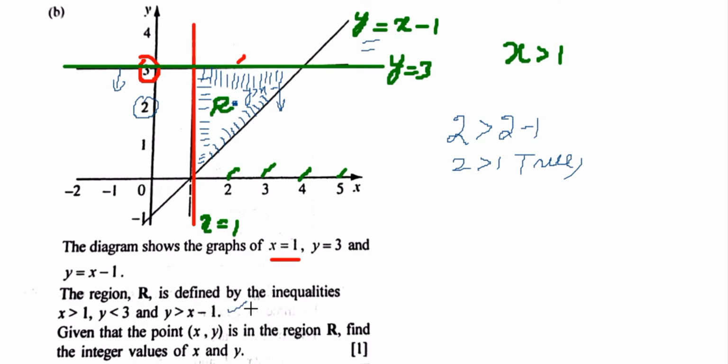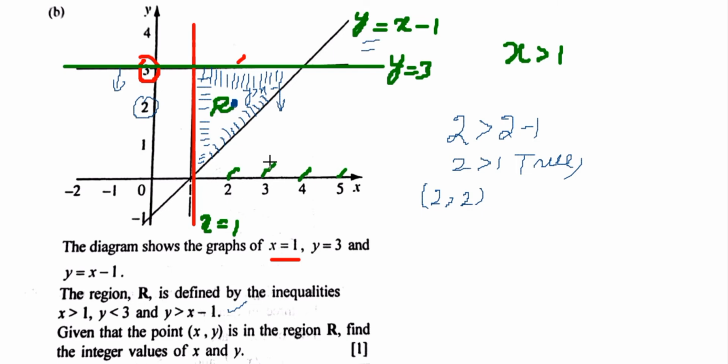The last one, given that the point xy is in the region, find the integer values of x and y. We need to find all those integer values that satisfy these inequalities. There is only one point. There is only one integer value that satisfied all these inequalities, and that is simply x is equal to 2, y is equal to 2 here. That lies here in the region R.